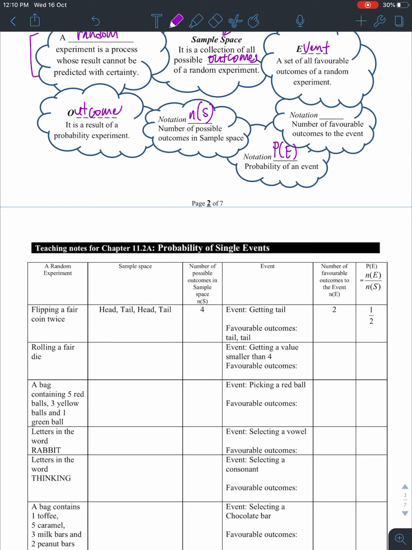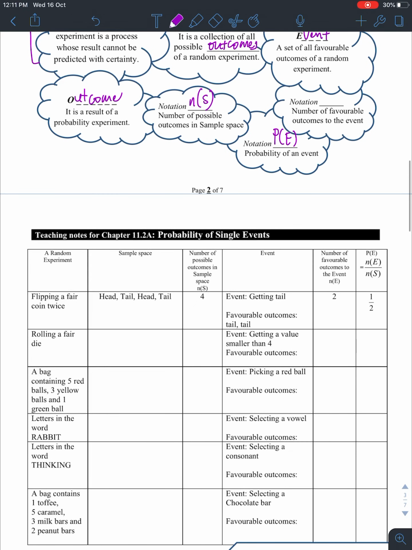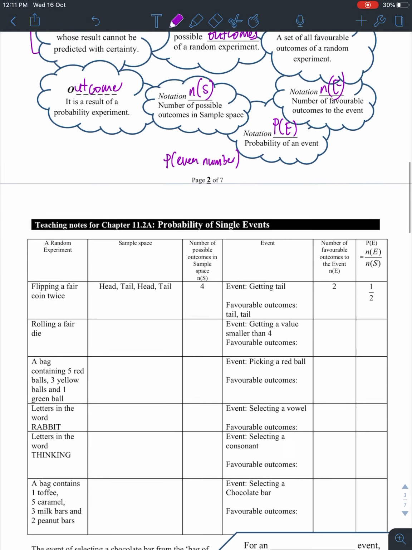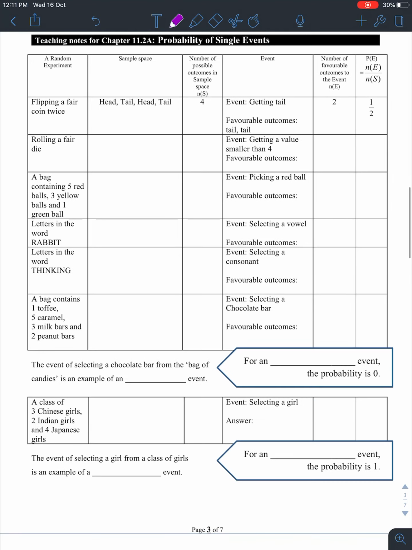For example, what is the probability of obtaining an even number when you roll a fair die? We would represent it as P(even number). That's how your statement should look. Lastly, the notation for the number of favorable outcomes to the event is given by small n(E), with capital E. Let's look at the next page, page 3.